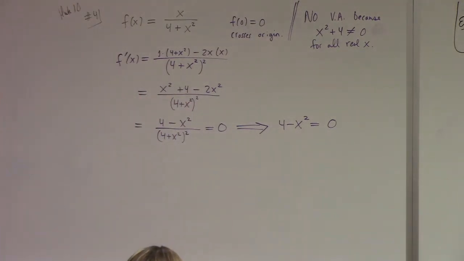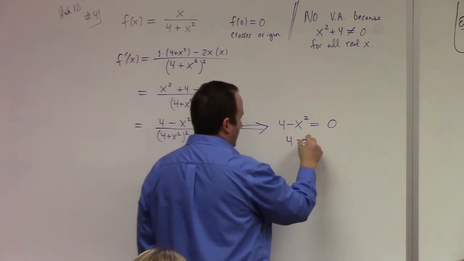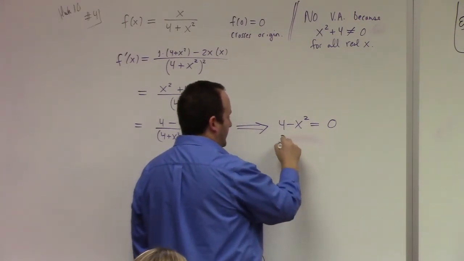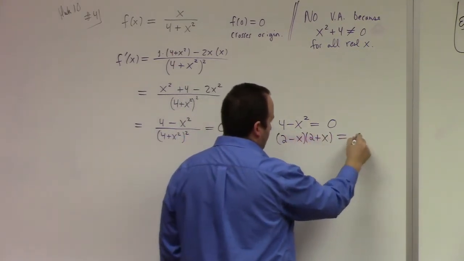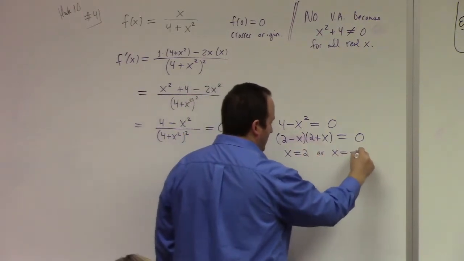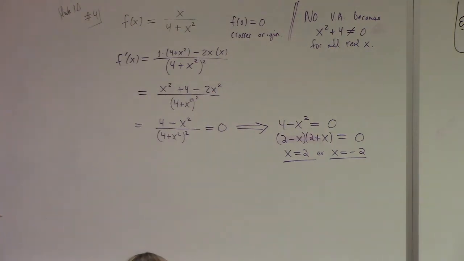Right. I mean, the only way a fraction can be 0 is if the numerator is 0, right? So you say 2? So if 4, well, I don't know. How do you want to solve this? I'll solve this way. 2 minus x times 2 plus x is equal to 0. So you see, x equals 2, or x equals minus 2. Those are critical numbers here. So you're half right.